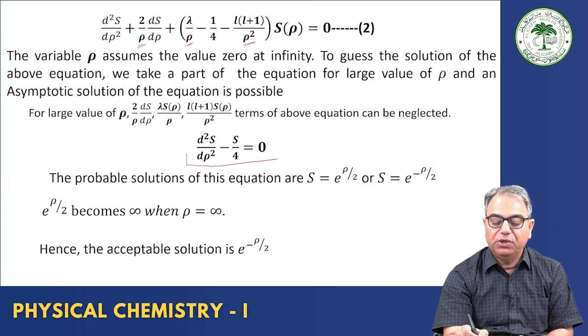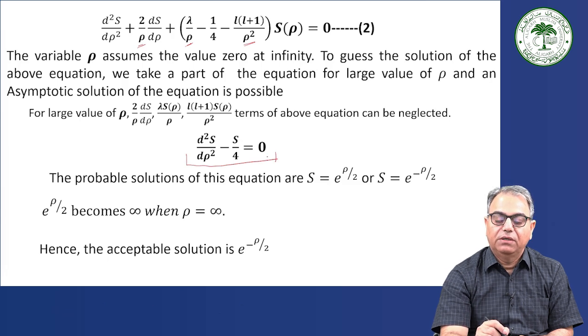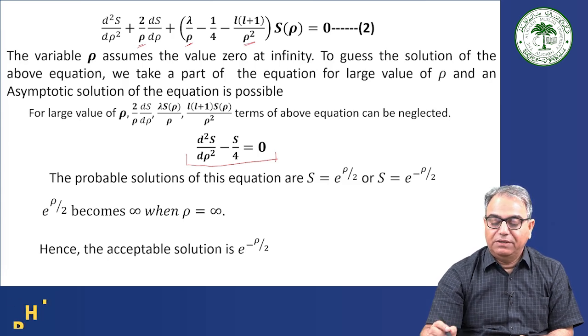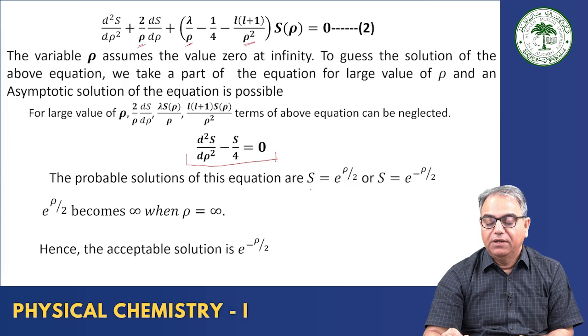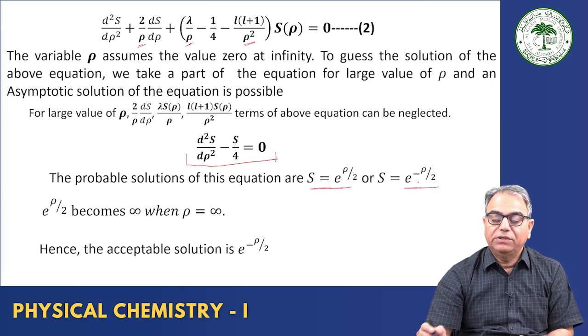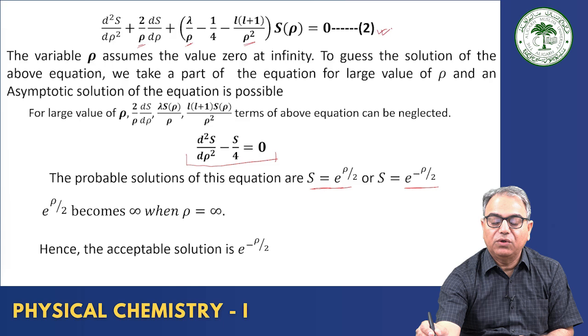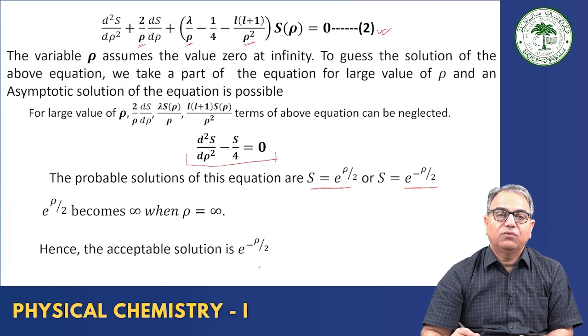And this again is a very simple equation, and you are aware of its solution. You are aware of d square psi by dx square plus k square x is equal to 0. What is the solution? Okay, so that solution you know. So, an asymptotic solution we are writing, and we are writing it for the s function, rho is the variable. So, this gives two different solutions. One is s is equal to exponential rho divided by 2, and another is s is equal to exponential minus rho divided by 2. So, this equation number 2 we got from equation number 1, the original equation of the hydrogen atom.